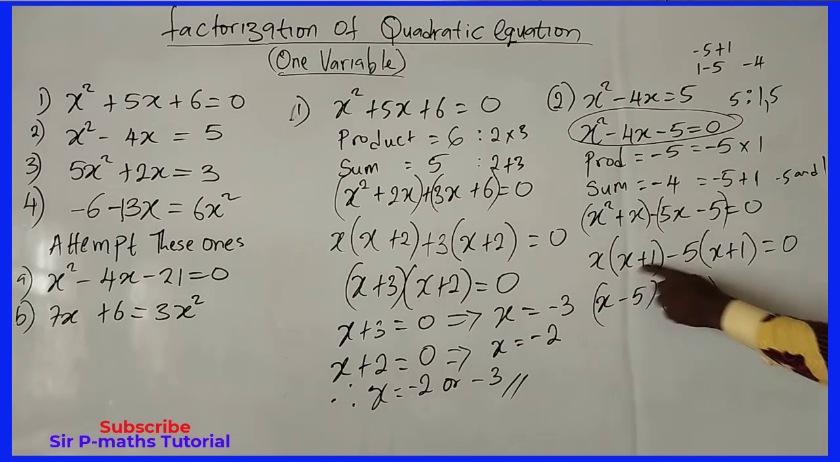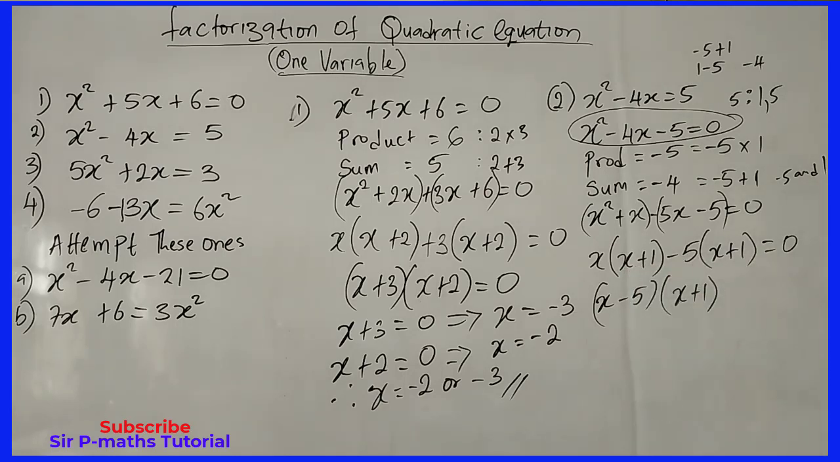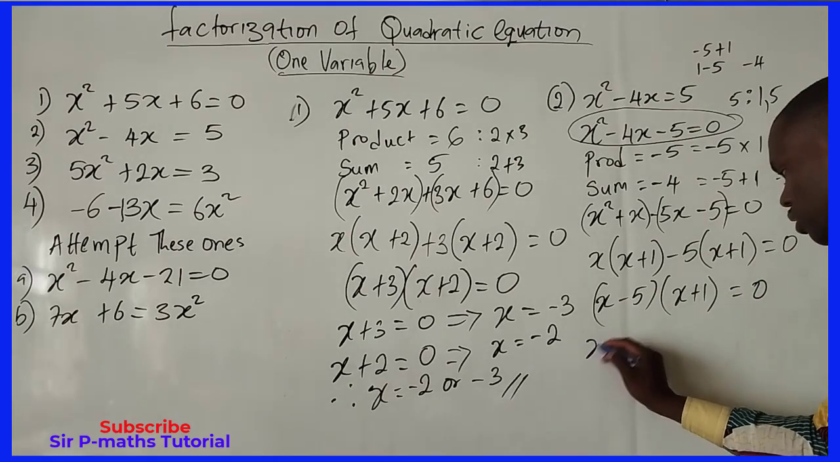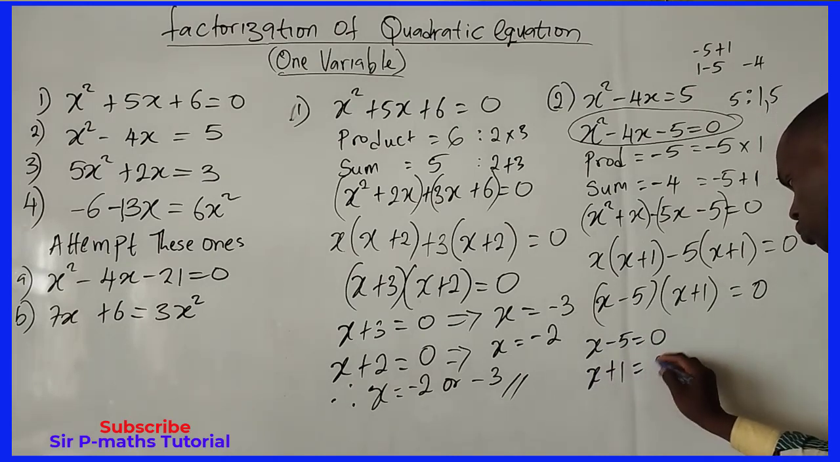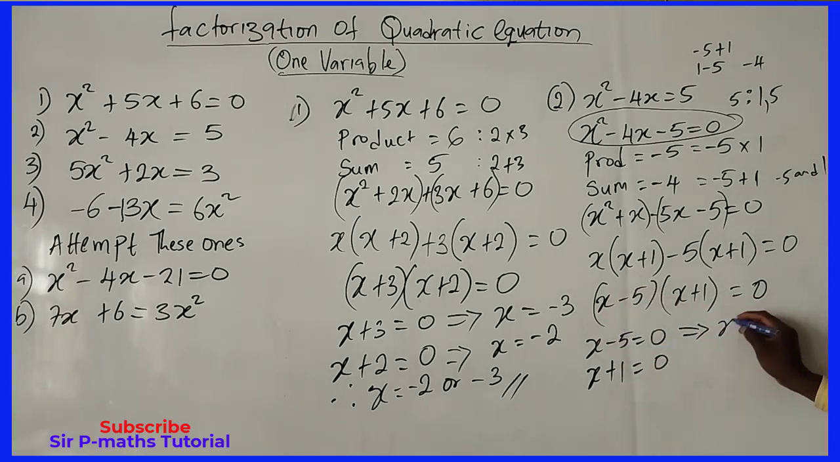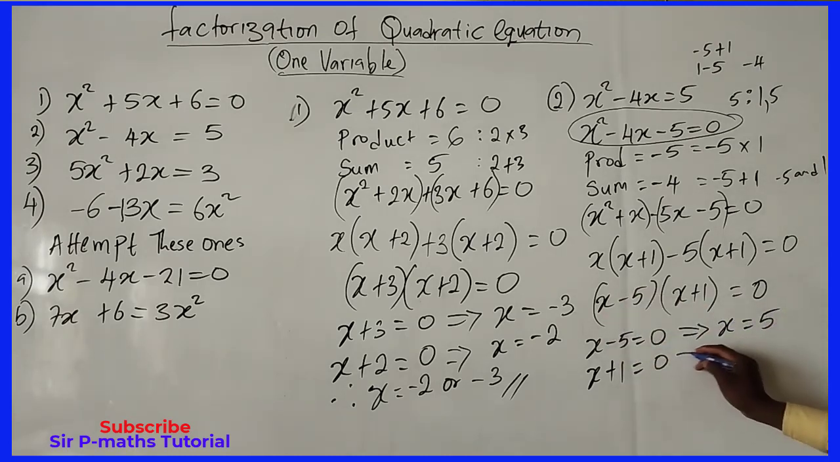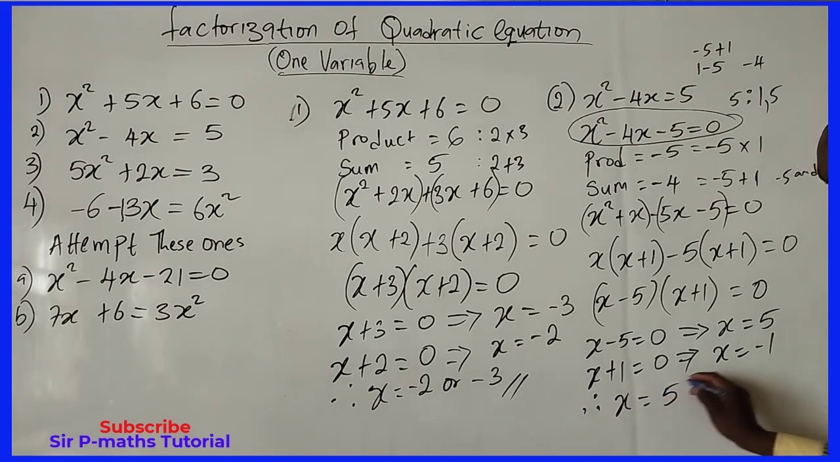You also recall that these two brackets must be the same. So whatever you have gotten in the first one will be what you will have in the second bracket. Now equate each of them to 0. x minus 5 equal to 0. x plus 1 equal to 0. Now making x subject here, 5 will have to cross. So I will have x equal to 5. Then for the second, 1 will cross. I will have x equal to minus 1. Therefore, x is equal to 5 or minus 1.